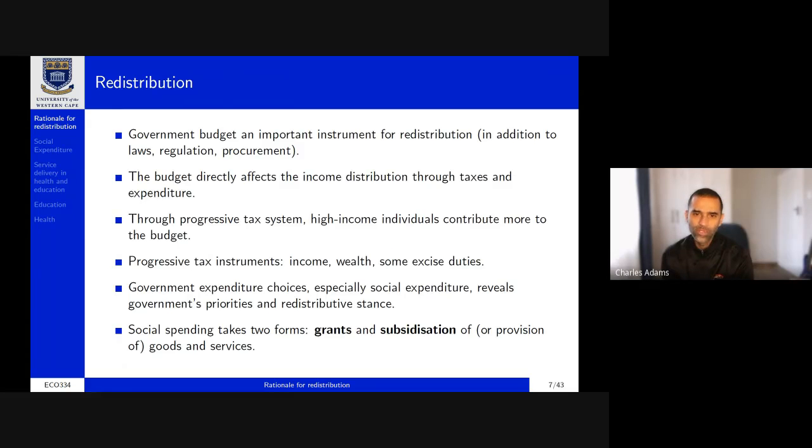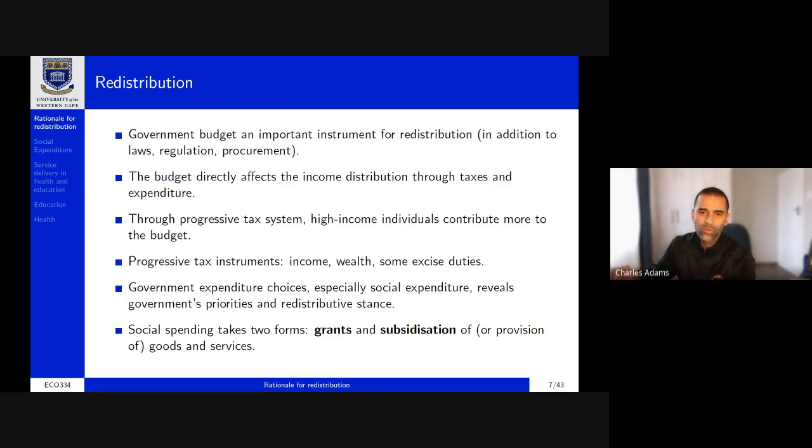There's also other progressive tax instruments. Taxing income progressively is one redistributive tax mechanism. Another is taxing wealth, and then also having some excise duties, taxes on luxury goods, etc. Government expenditure choices, especially social expenditure, naturally reveal government's redistributive stance, and we have quite a significant redistributive stance in South Africa that is expressed through our budget.